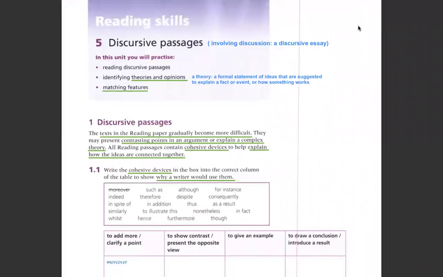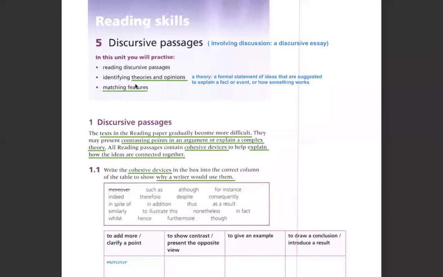Right, so remember for reading, the passages get harder as you go on. So what we're going to have a look at now is discursive essays. So discursive meaning involving discussion. So this is what we call a discursive essay. And these can be a little bit harder than what we've been reading so far.